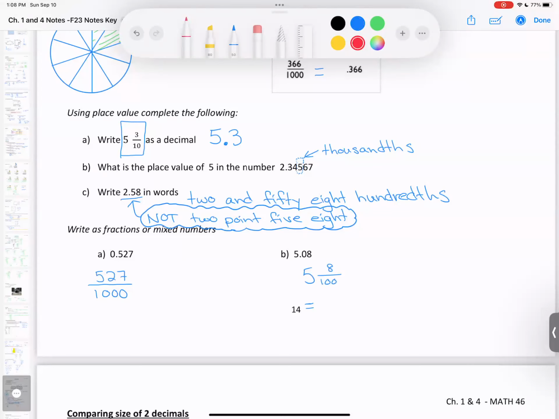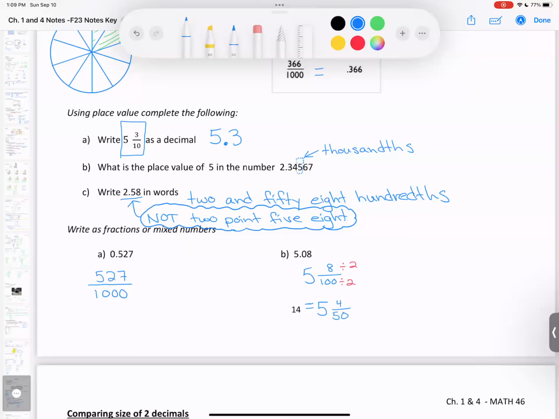a glimpse into where we're going next, this 8 over 100, both of these numbers are divisible by 2. So I could divide them both by 2. I'm allowed to do that because the fraction I'll end up with is going to be equivalent. It's going to mean the same thing. So I could actually rewrite this as 5 and 4 over 50.